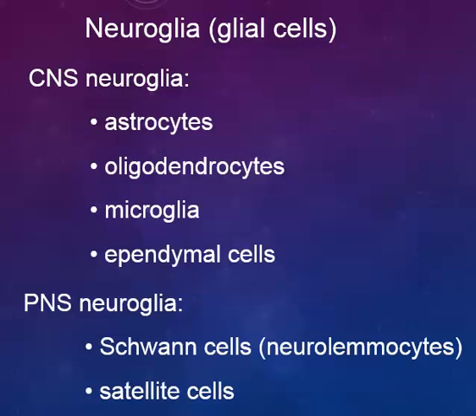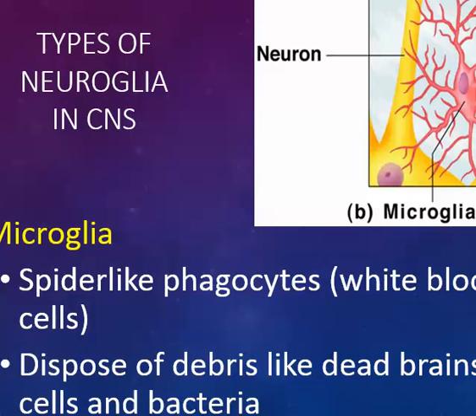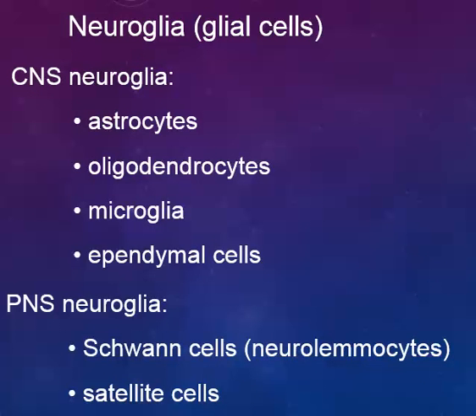Next, let's talk about the microglia. The microglia are the spider-like phagocytes, or white blood cells, and they dispose of debris like dead brain cells and bacteria. And finally, in the CNS, let's talk about the ependymal cells.